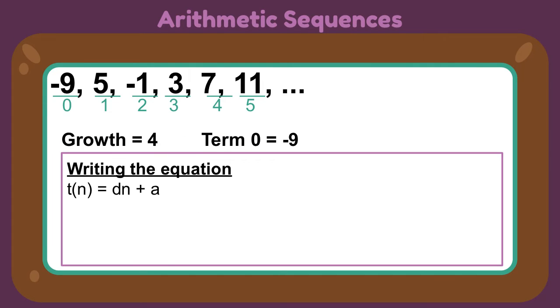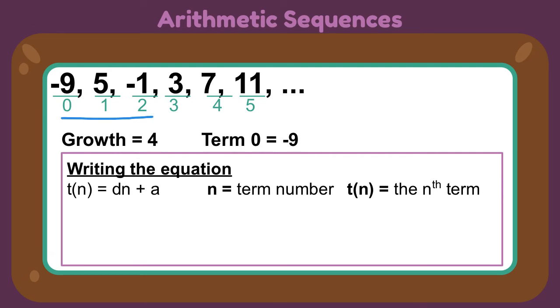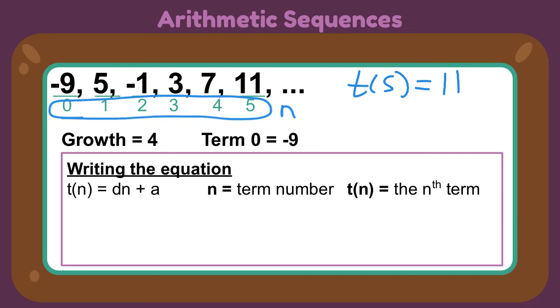Now let's see if we can write the equation. So the equation for an arithmetic sequence is T of n equals dn plus a. N is going to stand for your term number. So those are these numbers that you see here in green. These are your n values. T of n is the nth term. So for example, T of 5 would be 11 because the fifth term in the sequence was 11. T of 2 would be -1 because the second term in the sequence was -1.